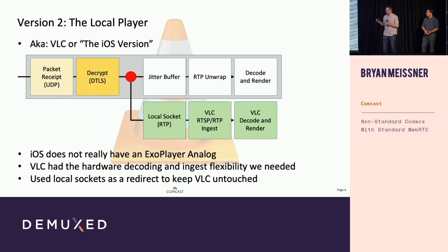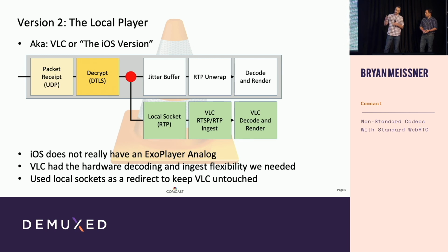On iOS, we didn't have an API-based player, so we had to do it a little bit differently. So we looked around and found this is about the time that VLC came out with their hardware decode capabilities on iOS, and we thought that was pretty cool. And so we decided to go ahead and leverage that. We didn't want to modify VLC at all, but VLC's got a lot of really great ingest capabilities. And since we already had RTP coming in, we thought it'd be pretty cool to be able to trick it into thinking that we've got a local RTSP stream for it.